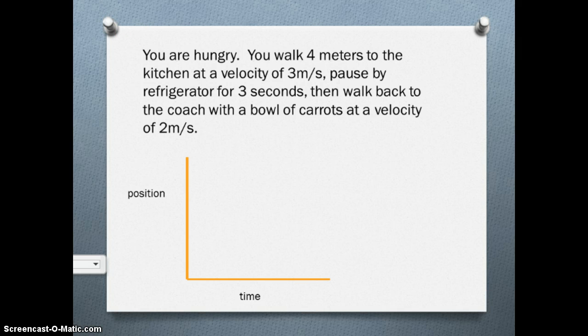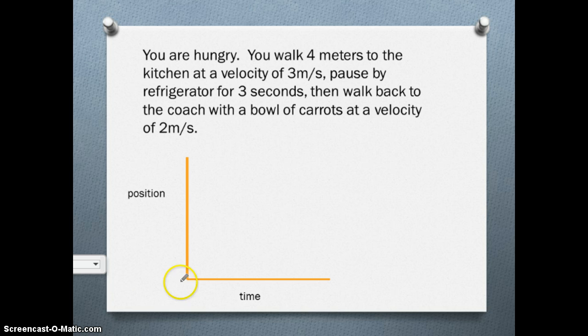So you are hungry, and you walk 4 meters to the kitchen at a velocity of 3 meters per second. Pause by the refrigerator for 3 seconds, then walk back, I should say, to the couch, apologize for that, with a bowl of carrots at a velocity of 2 meters per second. All you have to do in this particular problem is sketch out what that graph would look like.